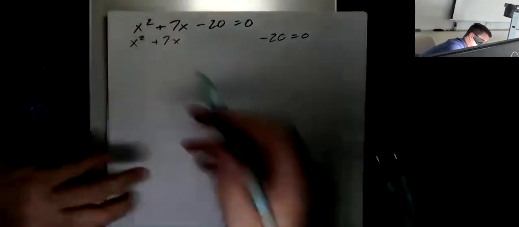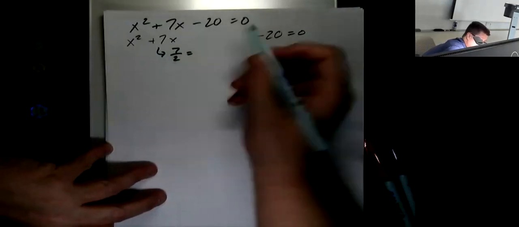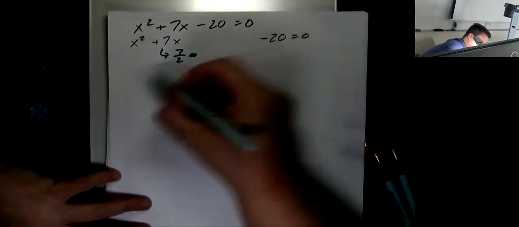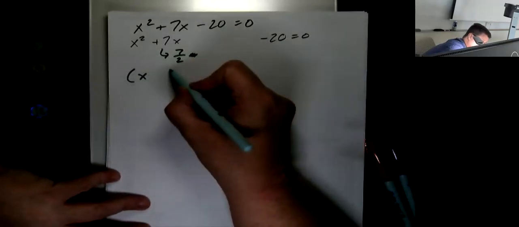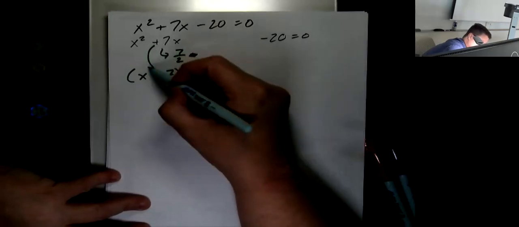And I'm gonna take this 7 and divide it by 2, and I get 7 over 2. I'm just gonna leave it at 7 over 2. That's what's gonna go in the parentheses, 7 over 2. It's squared, and this sign tells me what sign goes there.